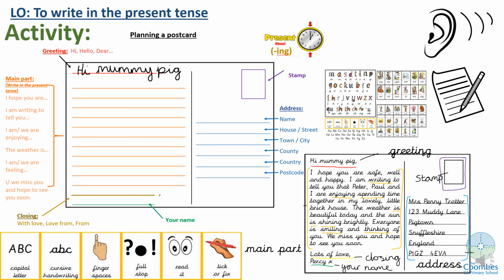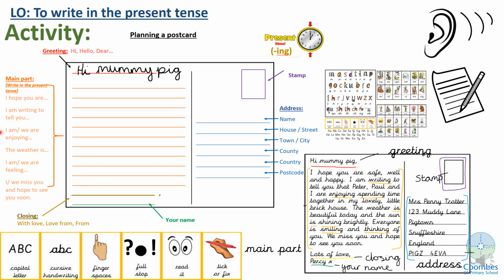Okay, and when you are writing the main part, I have lots and lots of sentence starters here to help you. And these are the sentence starters that I used in my own writing. So, I hope you are. Maybe you want to say, I hope you are well. I hope you are happy. I hope you're having a good time. I am writing to tell you that we are safe. We are happy.